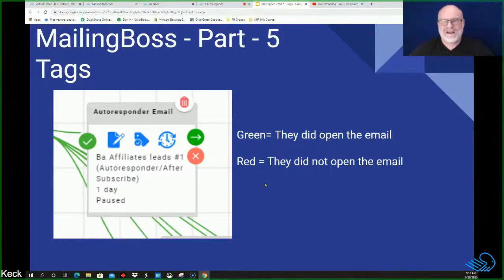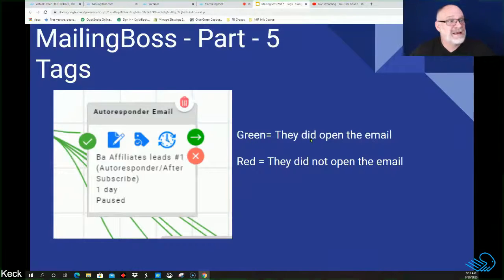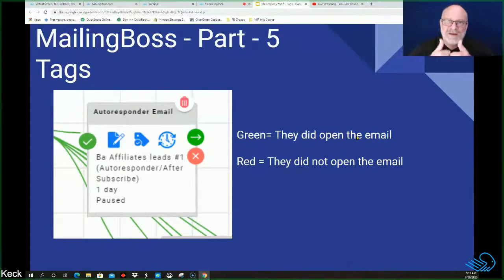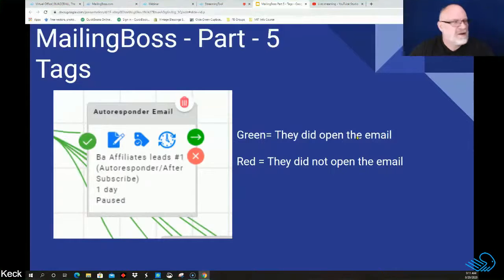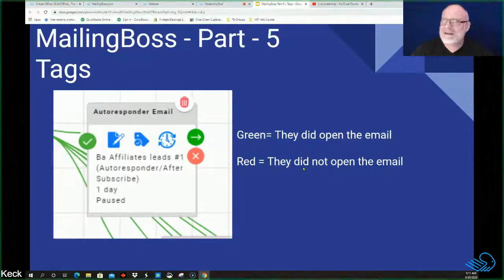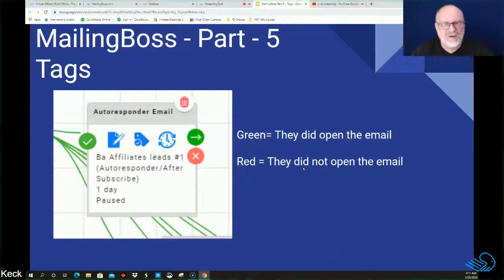So the way to understand this icon here is the green arrow here means they did open the email. So green light, go, they've opened the email. Okay, and the red X here means they did not open the email. Okay, now there may be scenarios with either way, you may want to add a tag. Okay, and we'll look at some of those now.